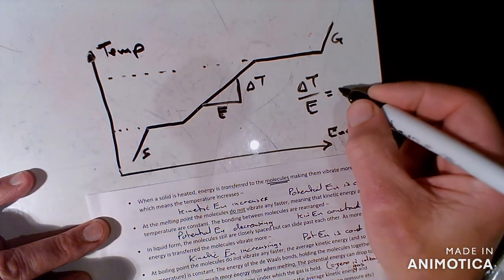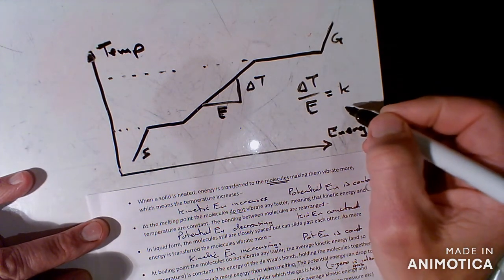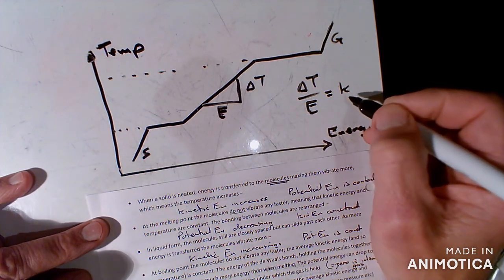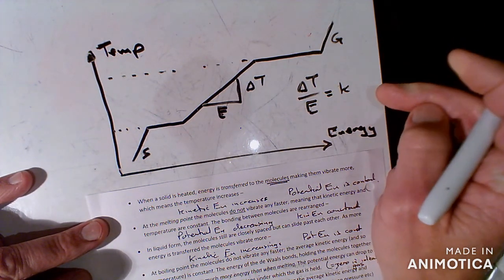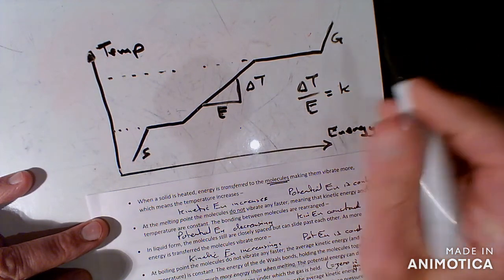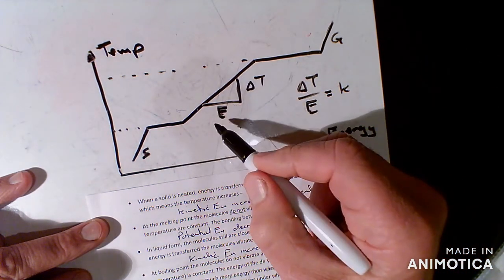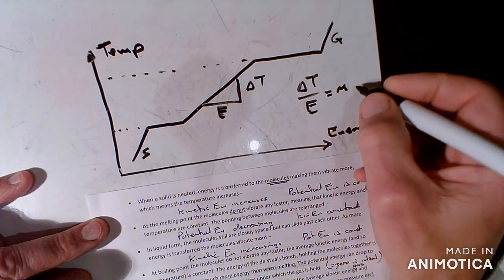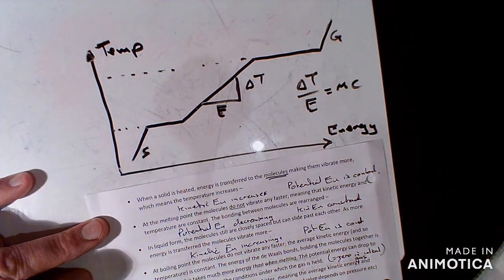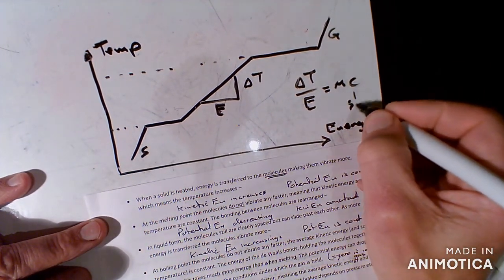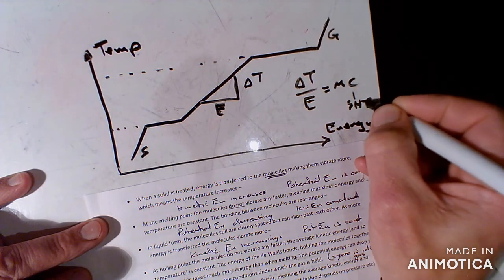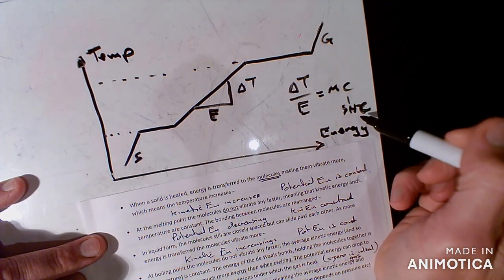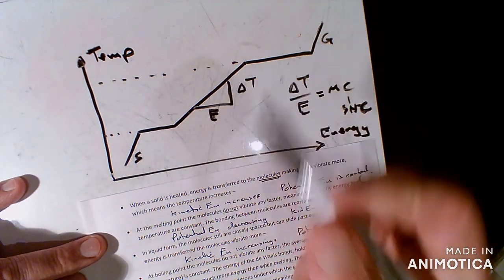Okay, but that constant depends on two things. It depends on the material itself, the capacity to absorb that energy, and it also depends on how much you have, because if you've got twice as many particles, then you're going to need twice the energy. So we end up with the mass in there and some constant, which in this case is the specific heat capacity.